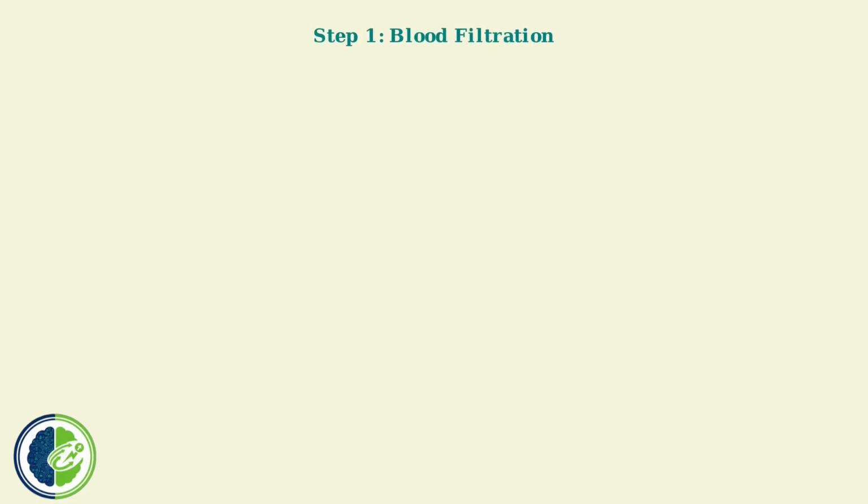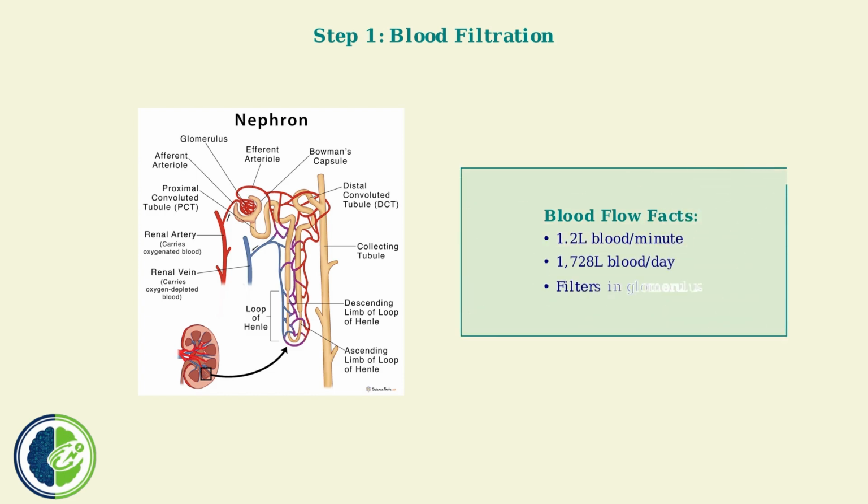Think about this. Every minute, about 1.2 liters of blood flows through your kidneys. That's like having a small water bottle's worth of blood cleaned every single minute.